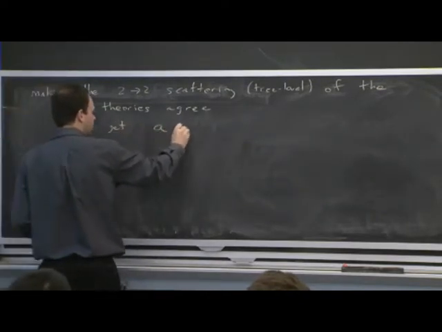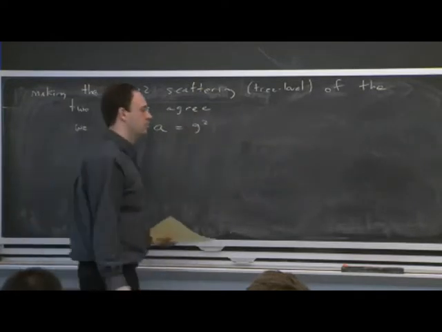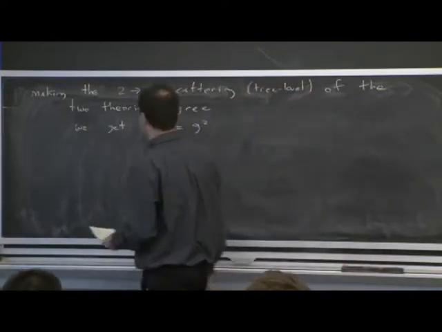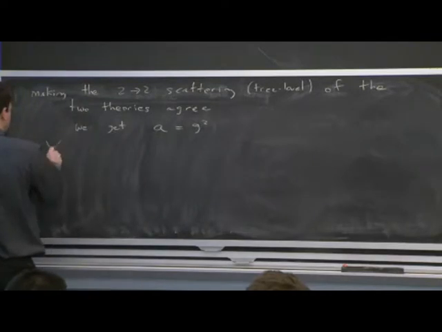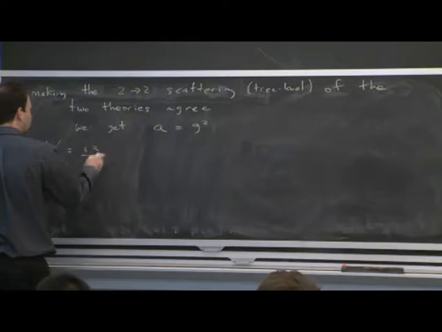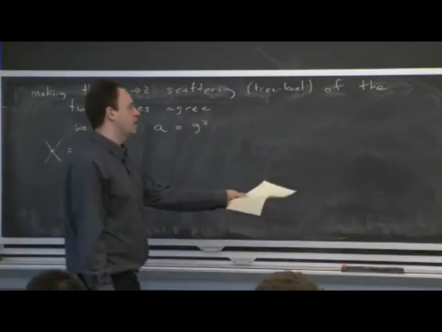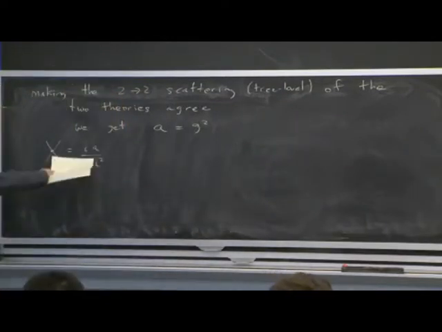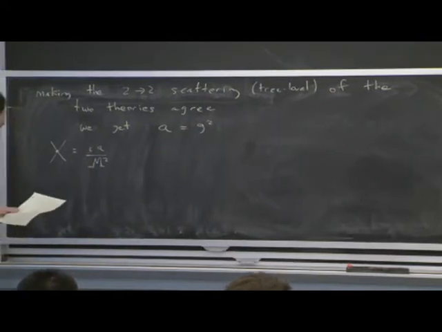So A is simply G squared. So we just have to match up this guy with that guy. And so taking the leading order term, A is just G squared.